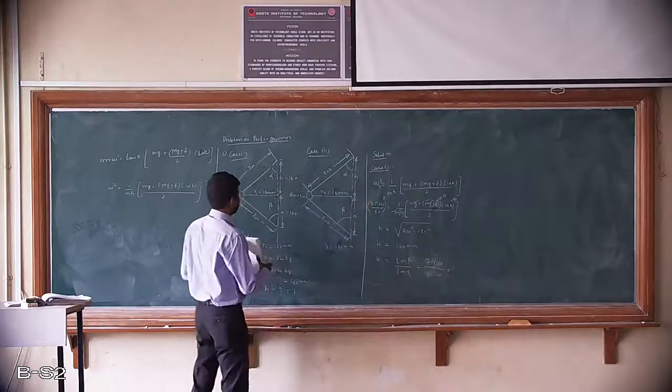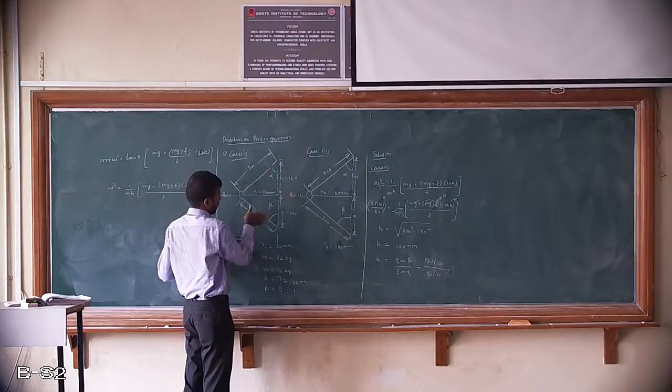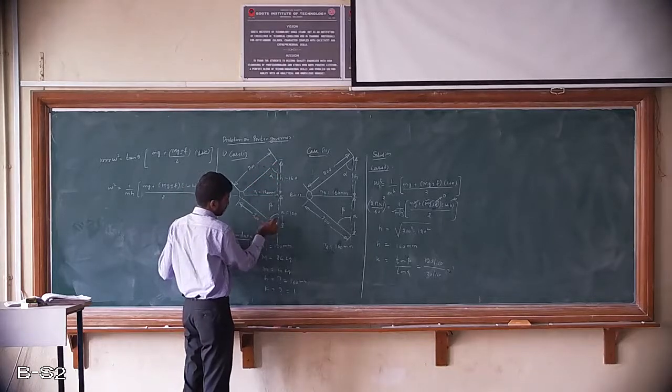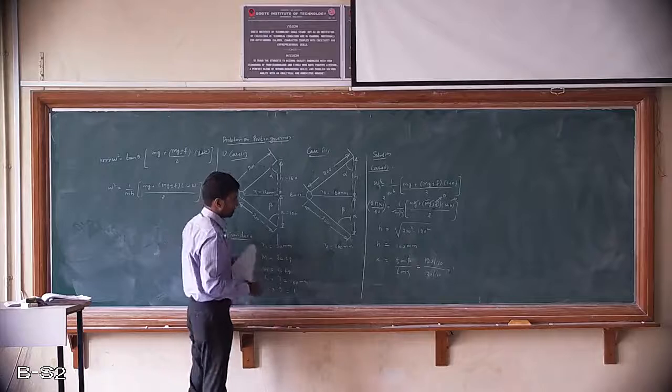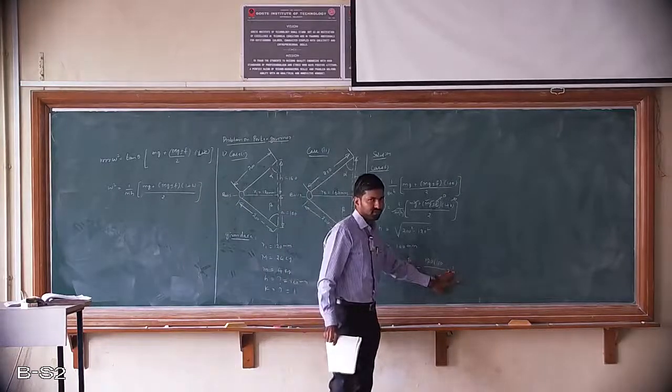In the case if the arms, upper arm and lower arm, are not pivoted to this axis, in that case you can use this equation and find out the value of k.